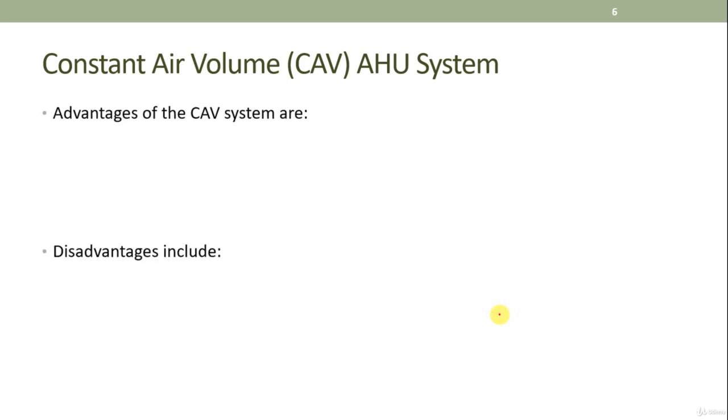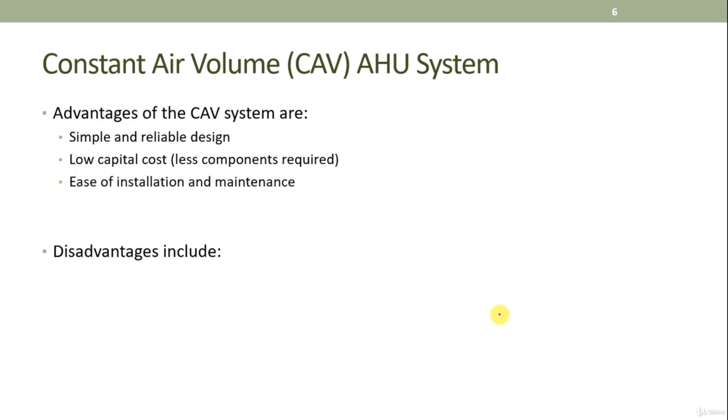Now, let's look at some of the advantages and disadvantages of having this system. First, it's simple and reliable because there are not many components. It's simply controlling the temperature by changing the supply air temperature by modulating the chilled water valve. The capital cost is lower because there are not many components involved, just an air duct with a temperature sensor inside the room. And the ease of installation and maintenance is also because of the fewer components required.